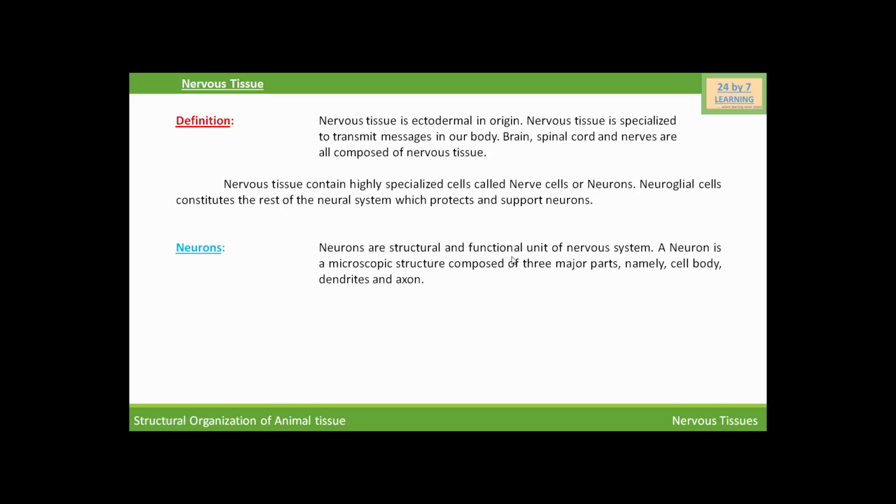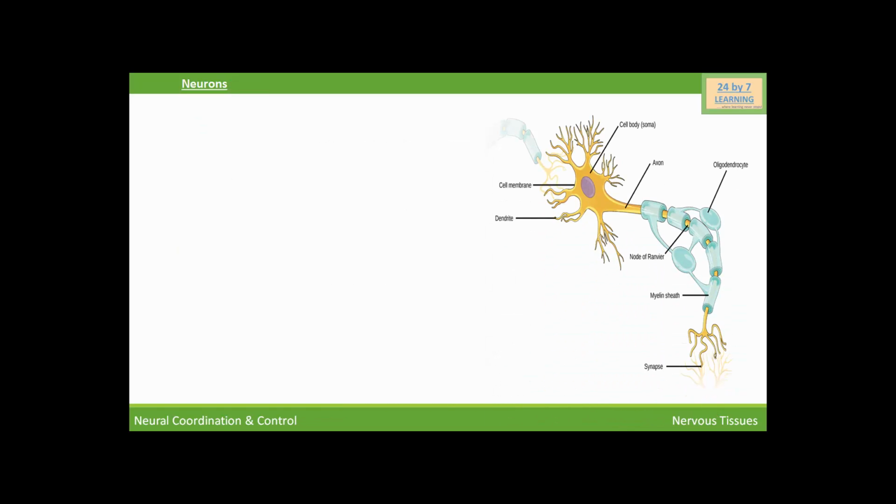Neurons are the structural and functional unit of the nervous system. A neuron is a microscopic structure composed of three main parts, namely cell body, dendrites and axon. So next we discuss the structure of a neuron. This is the structure of a neuron.